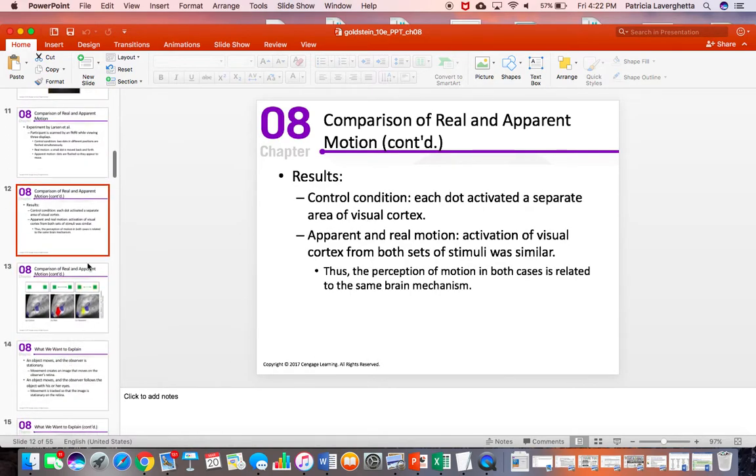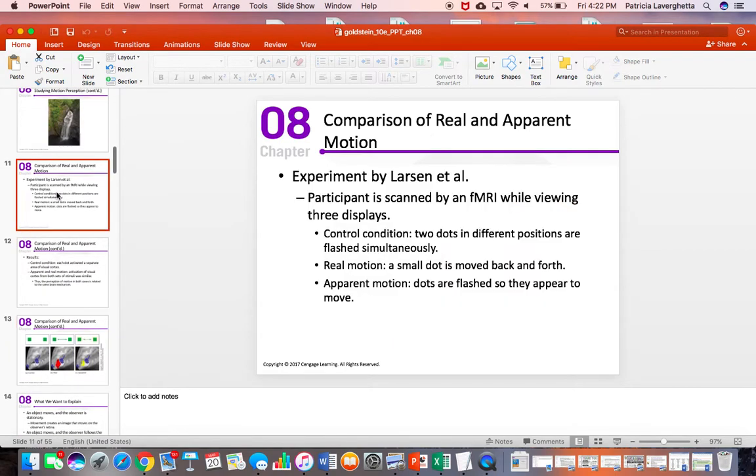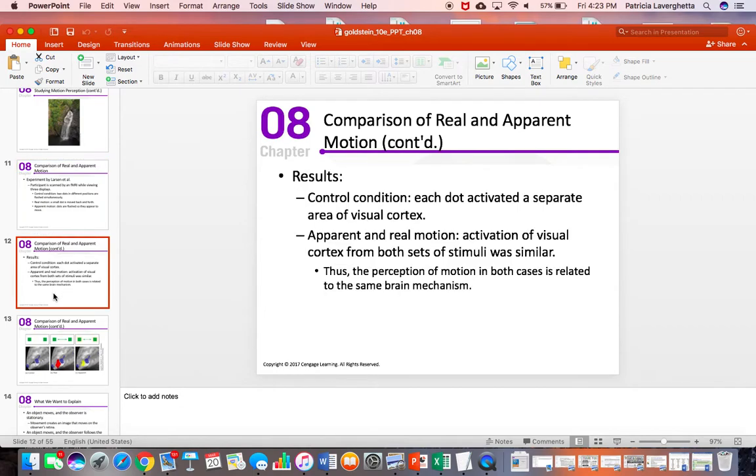Okay. With this experiment, the Larson experiment, they tried to see if the brain has separate areas that process actual versus apparent motion. They're arguing in their stimulus that this dot is truly almost like an analog system, truly moving back and forth, versus dots that flash so they appear to move. We'll just make the assumption that their stimuli are pretty good.